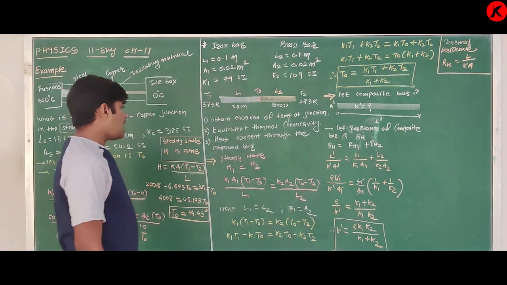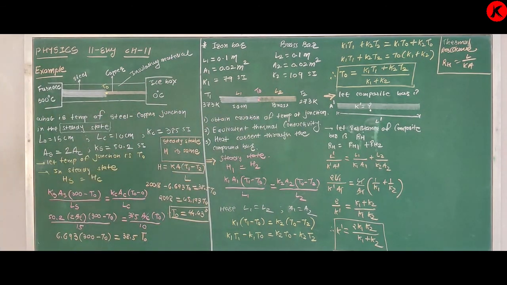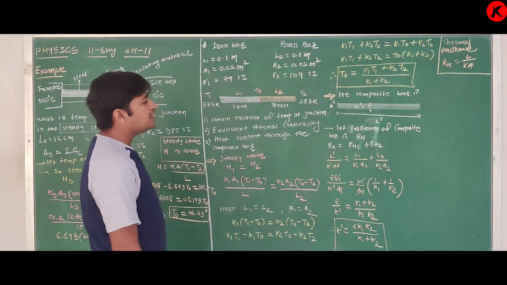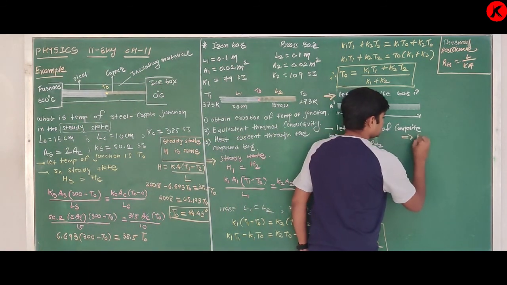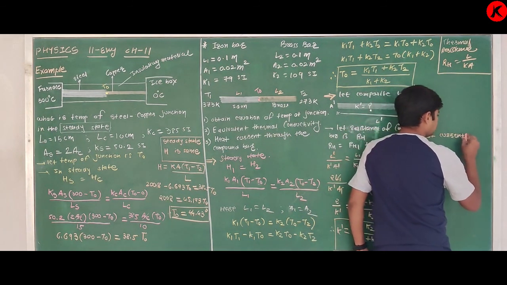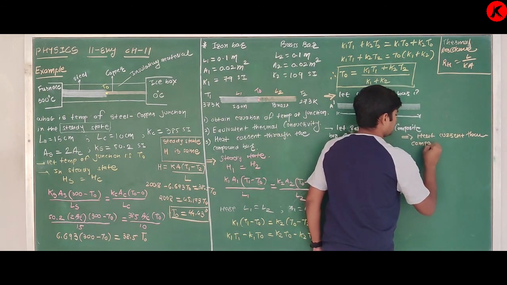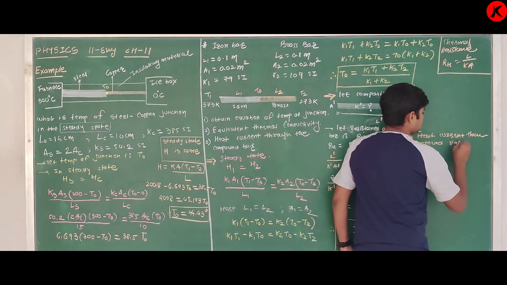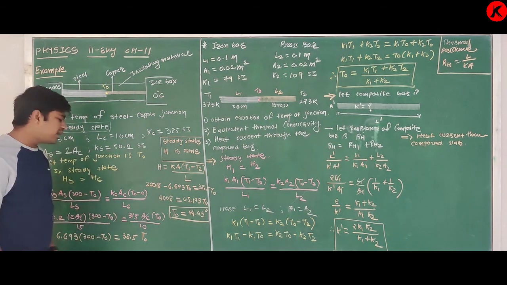So two questions are solved. What is thermal conductivity? Now next, what is the heat current through the compound slab? You have to find it. Yes, you can find it with the help of three equations. Heat current through the compound slab, how to find? As it is in steady state, you can find it in any manner.